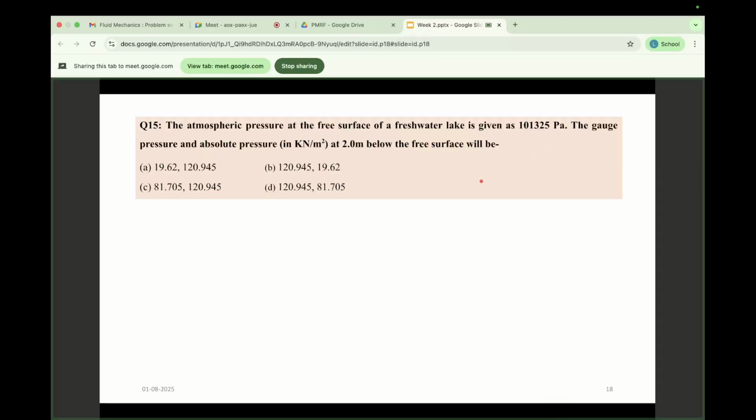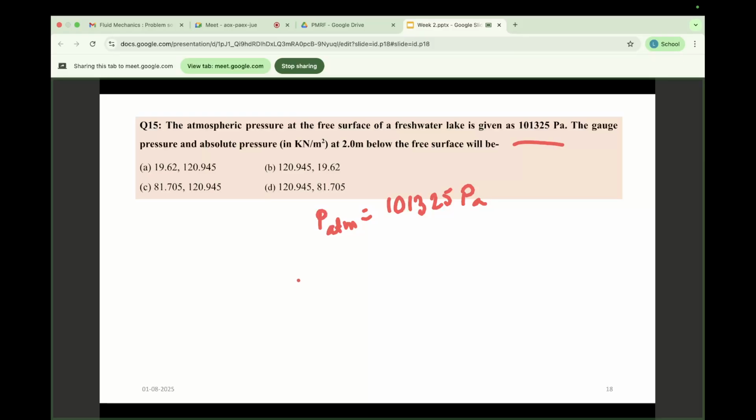Okay. So for this last question, what is given? It is given that the atmospheric pressure at the free surface of a freshwater lake is P atm, given as 101325 Pascal. Maybe in most questions this value is not given. You have to remember this value of atmospheric pressure. That would be better for you. You are asked to find the gauge pressure and absolute pressure.